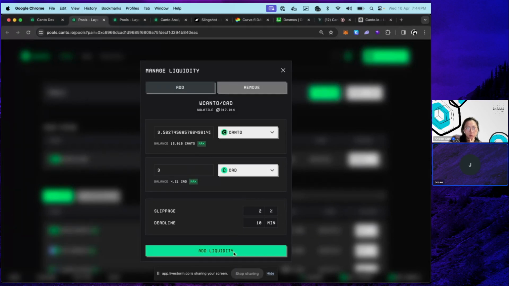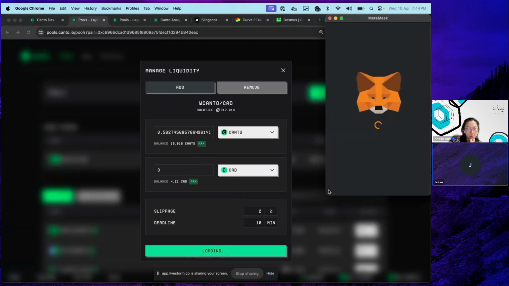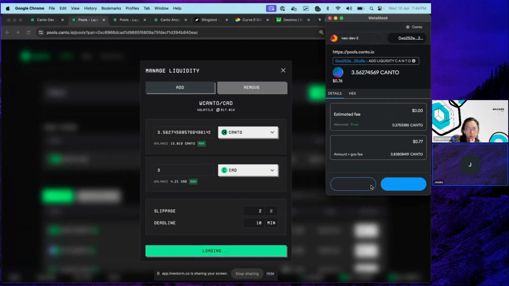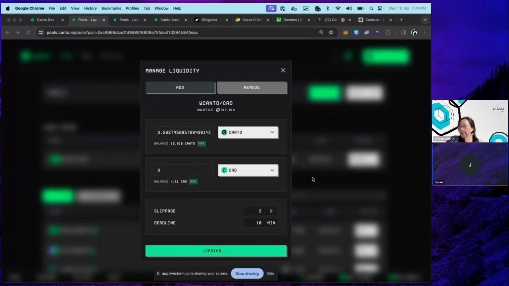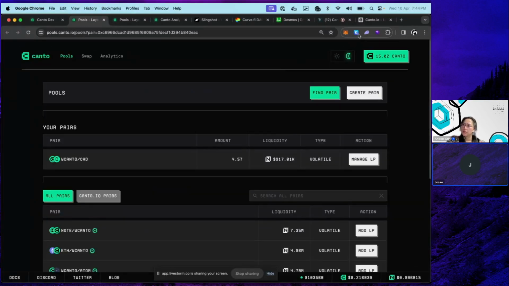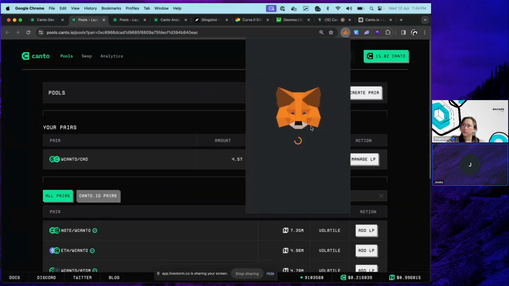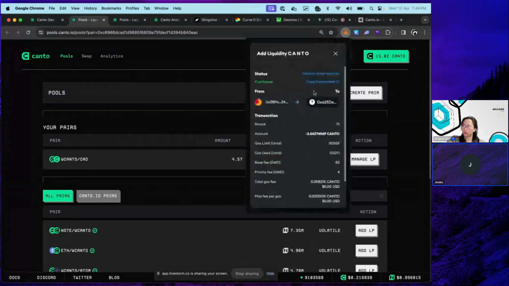Usually the pairs are created with respect to Canto. As we can see, the CNO pool and the Cadence pool are created with respect to Canto, but it virtually allows anyone to create any sort of pool. Here you can see we have successfully added some liquidity. Let's try to see the transaction which just got executed to add liquidity.